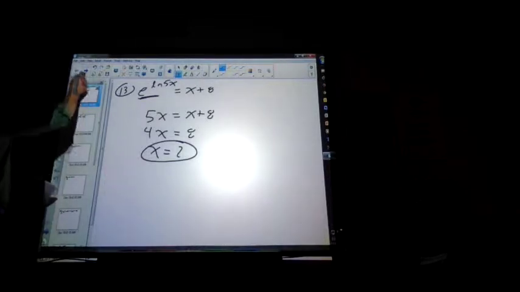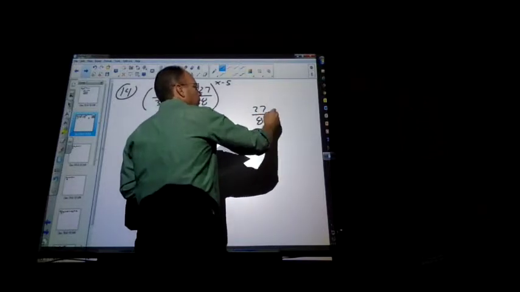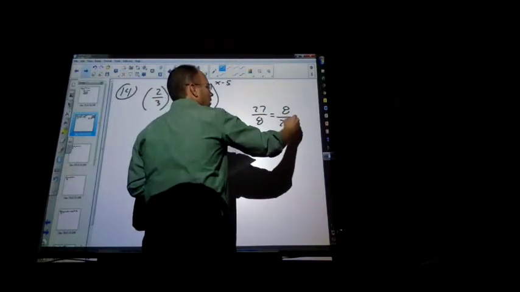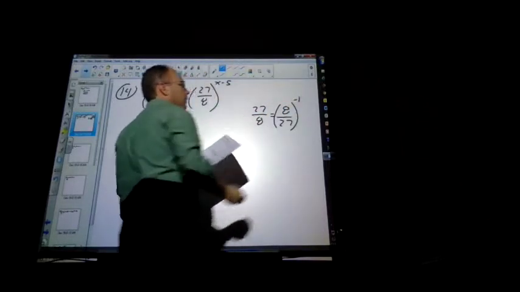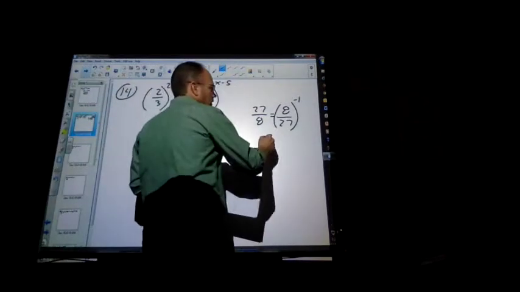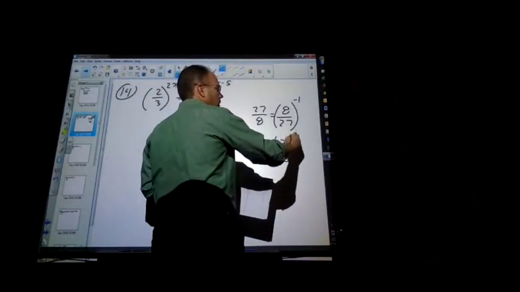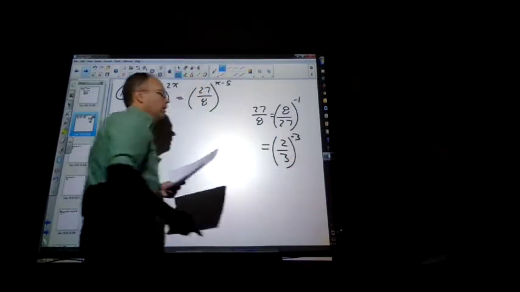You may. All right. Number 14, I'm not going to mess with the left side right now. 2/3 raised to the 2x power. It's already in its basic prime components. But let's focus on 27 over 8 for a minute. Let's realize I can rewrite this to be like this. You agree with that? And then I could break 8 over 27 down to 2 over 3 to the 3rd power, but we have negative, so it's that.